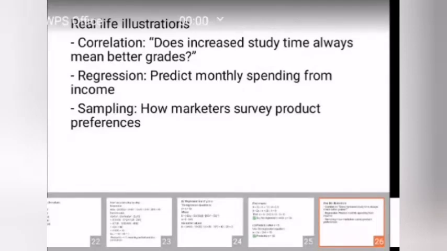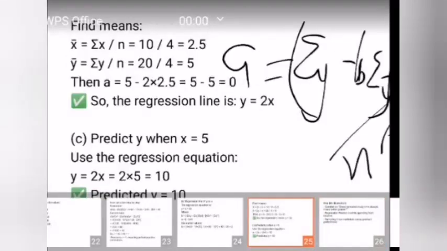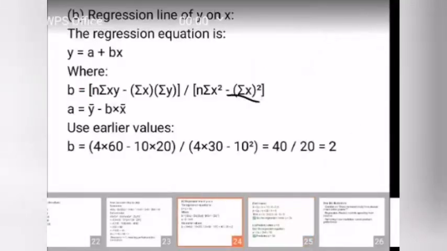Do we all understand? Because we've come to the end of our slides. Is there any question anywhere? Is there any question?